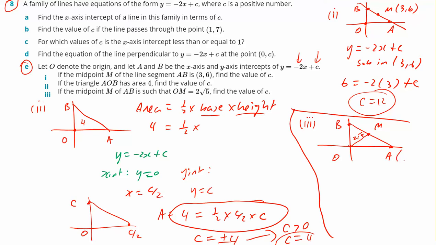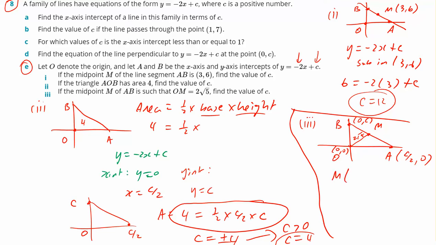Now we know the point A in terms of c would be (c over 2, 0). And we know the point B would be (0, c). Okay, so they're my x and y intercepts in terms of c. Now, I know that we need to find the coordinates of the midpoint. The reason is once I get the coordinates of the midpoint, and I know the coordinates here are (0, 0), I can find the distance between 2 points and let it equal 2 root 5, because I know that's the distance. So let's find what the midpoint is.